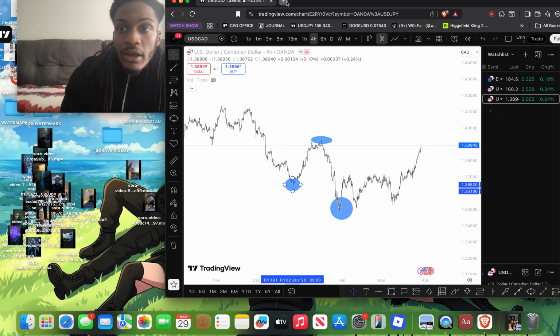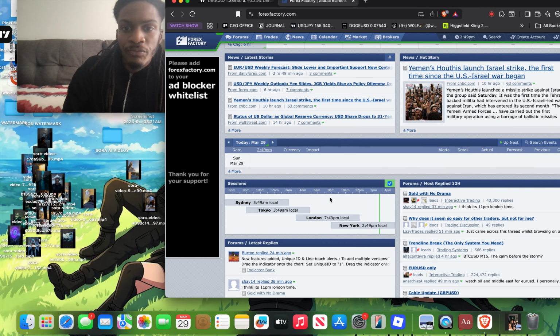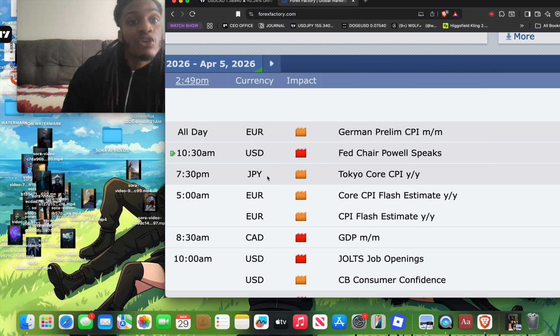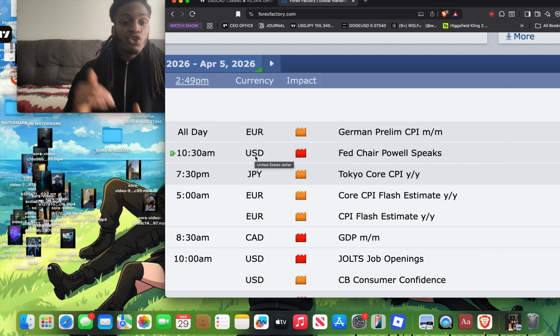I chose those pairs because if you go on this website right now and look at the economic calendar, Sunday, Monday, we have the USD moving and we have JPY moving and we have Euro moving. USD is the main currency that's going to be moving at 10:30, and so your options are to trade before or after the news. I usually like to trade before or after. I never trade during the news because usually you get stopped out.